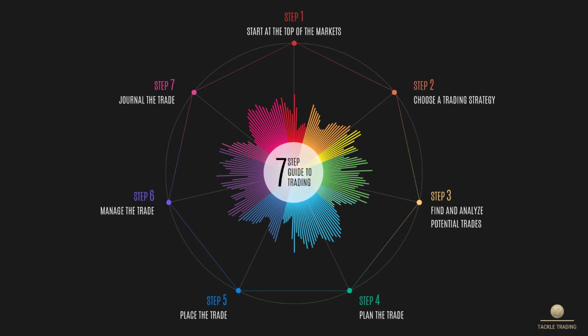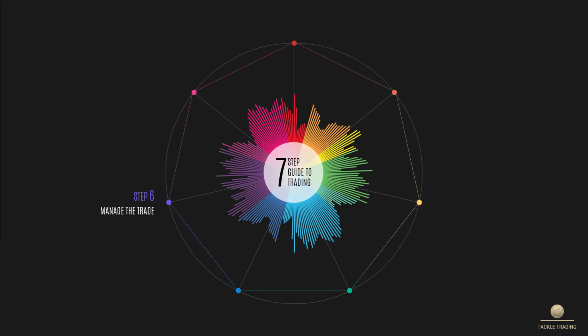Step 3, we want to find and analyze potential trades by going to the scouting reports, scanning the markets, using our broker software. Step 4, we want to plan the trade by establishing what our entry, our stop, our target, and our position size is. Step 5, we want to place the trade by using the orders as discussed in Module 5. And in Step 6, we want to focus on what to do when the trade is live in the market, and that is all about trade management.